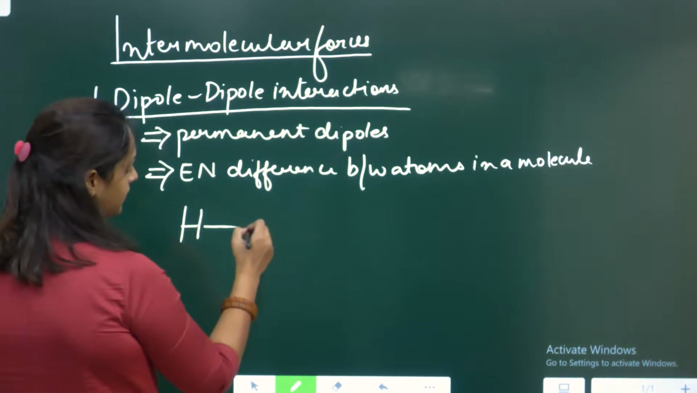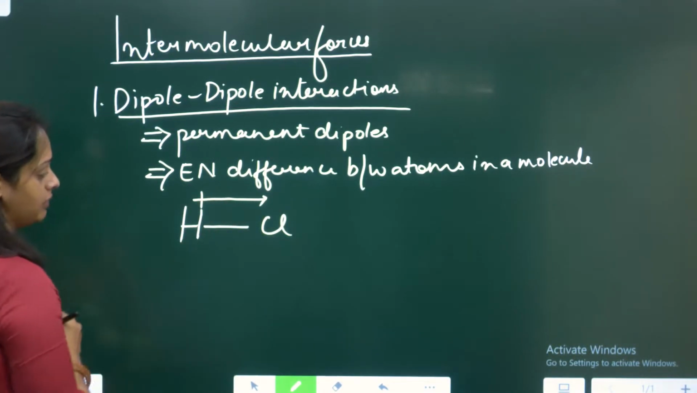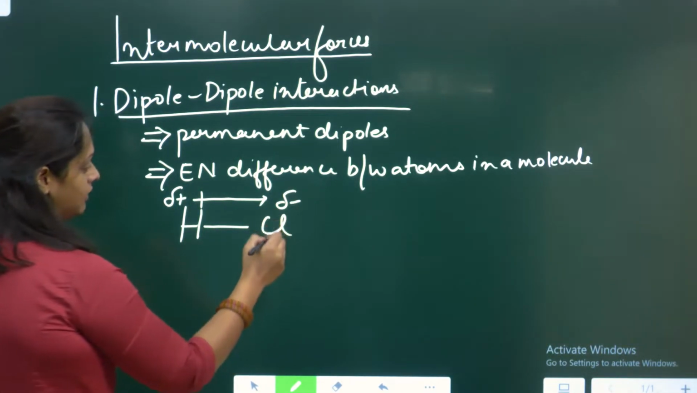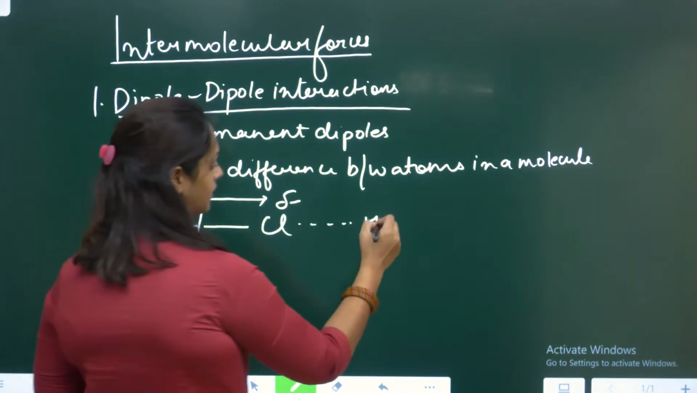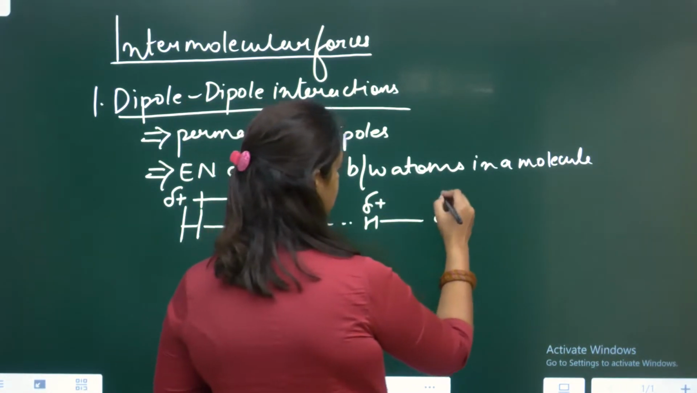And the example I took was HCl, wherein I can see the dipole formation like this, delta positive, delta negative. This can interact with another HCl molecule, delta positive, delta negative.